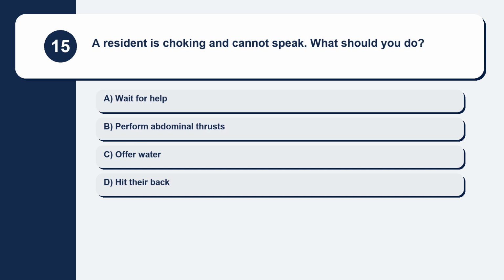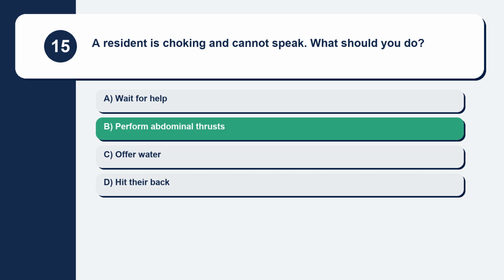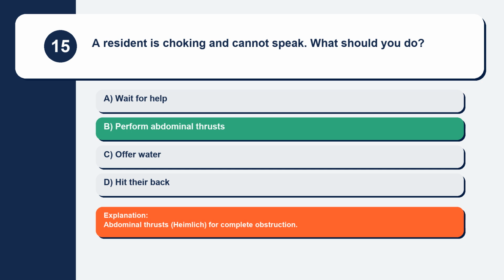Question 15. A resident is choking and cannot speak. What should you do? Wait for help, perform abdominal thrusts, offer water, hit their back. Answer: abdominal thrusts. The Heimlich maneuver is for complete obstruction.